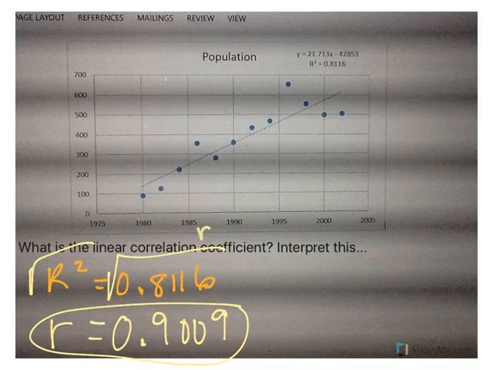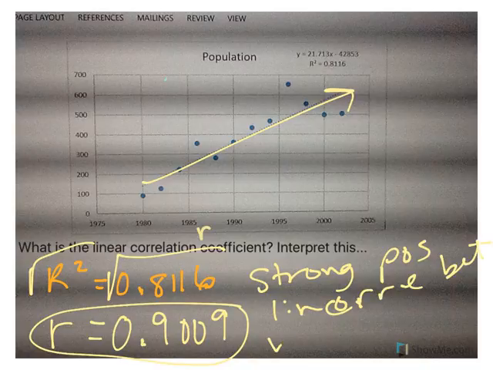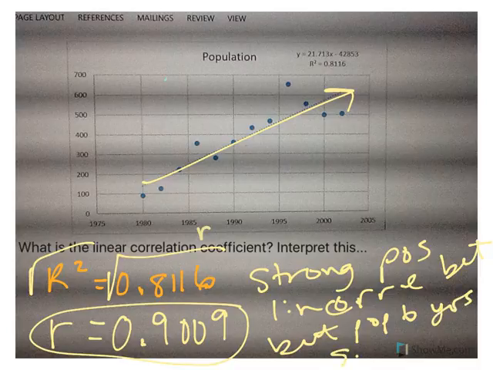I mean, you're getting closer to 1. So I would say there is a strong positive, I know it's positive, it's going up, strong positive linear correlation between the butterfly population and years since 1980.